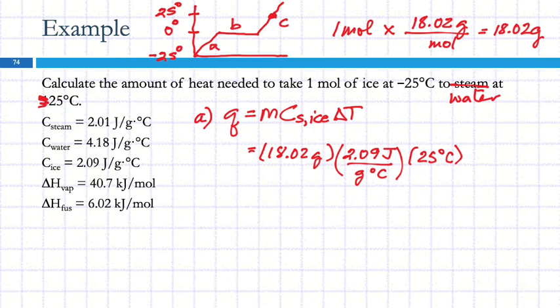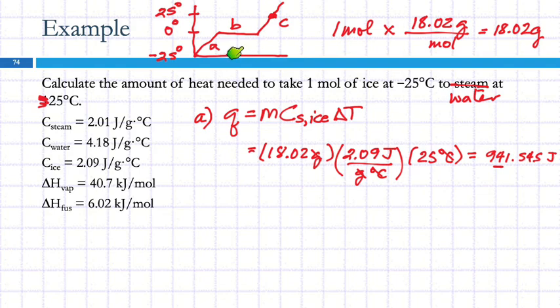So we can calculate that. And these are the sorts of calculations we did back in chapter 7. So I'm getting 941.545 joules. So the grams cancel and the degrees Celsius cancel. I'm left with joules. So that would probably be 2 sig figs because of the temperature.